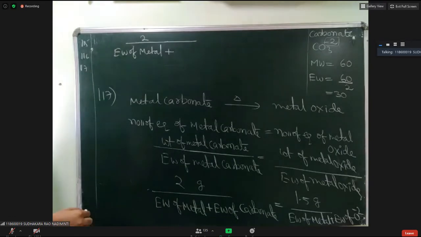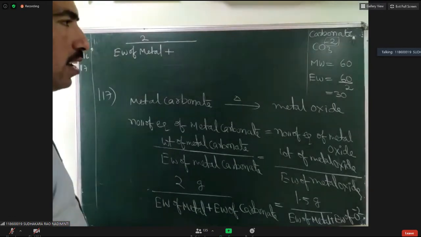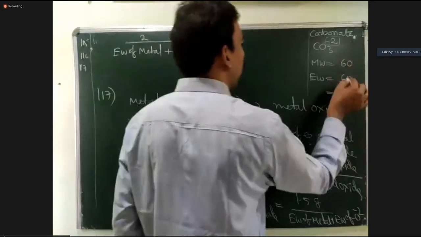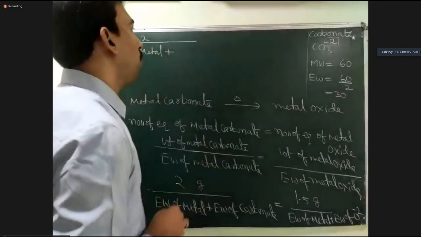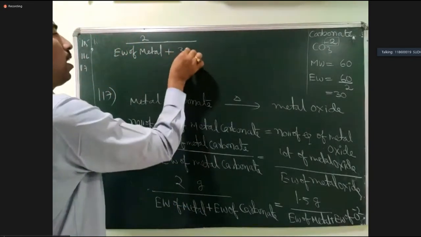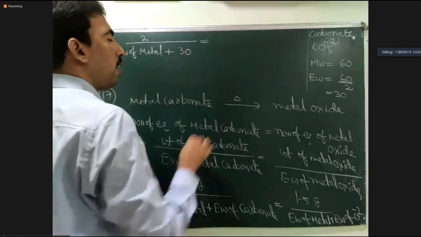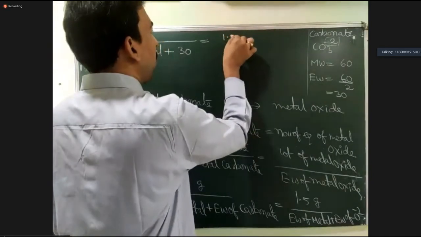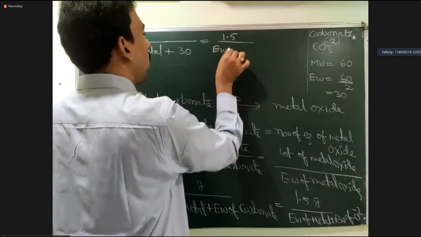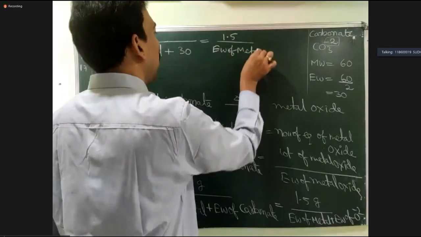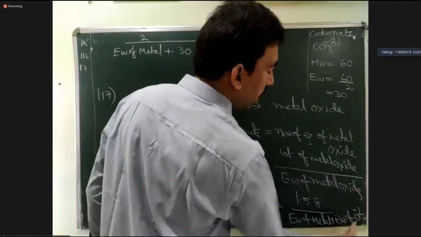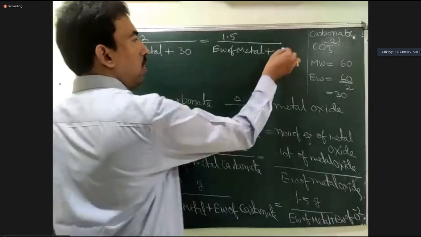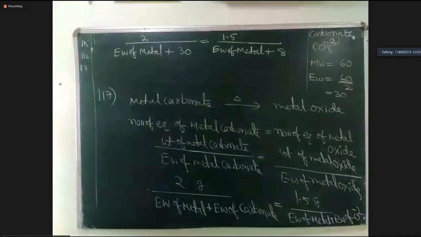Carbonate means CO3 2-. Molecular weight is 60. Equivalent weight is equal to molecular weight divided by n factor. Carbonate n factor is 2. So 60 by 2, that is 30, is the equivalent weight. My weight of oxide is 1.5 by equivalent weight of metal plus equivalent weight of oxide. Equivalent weight of oxide is 16 by 2, so 8.